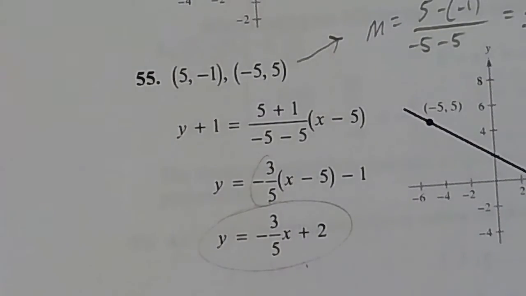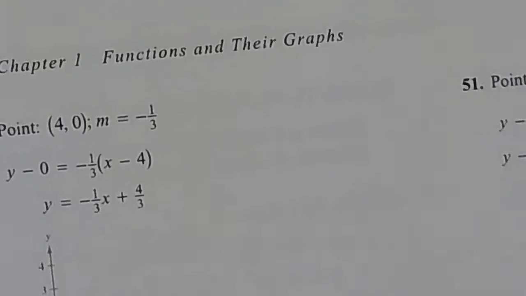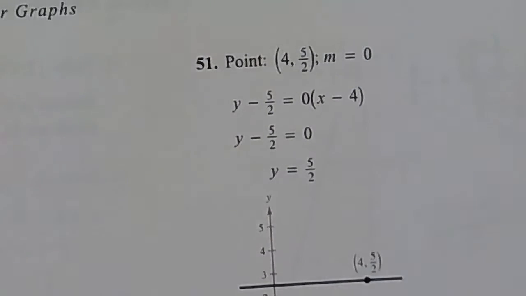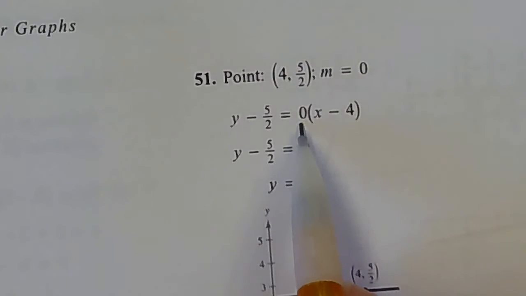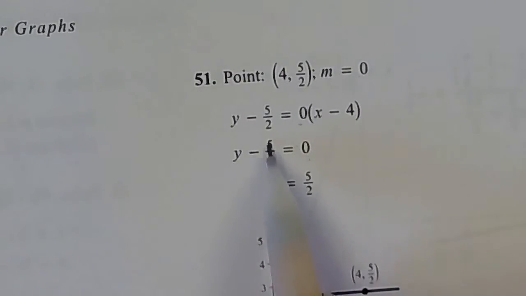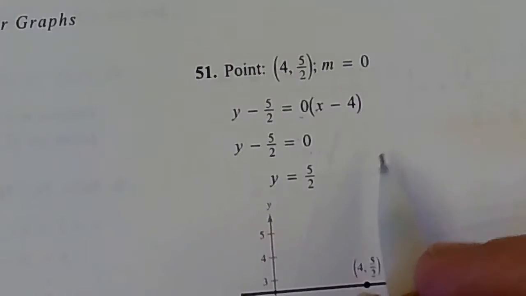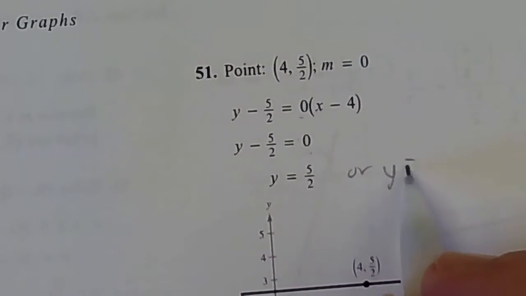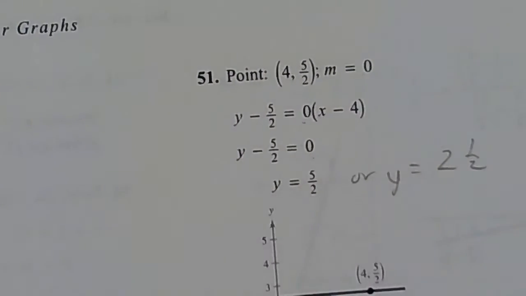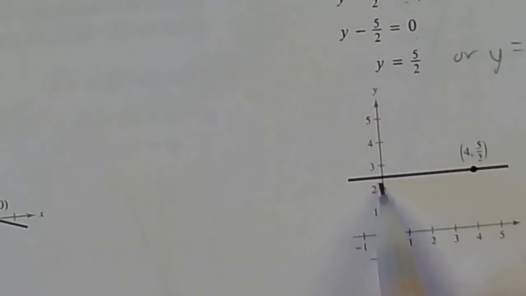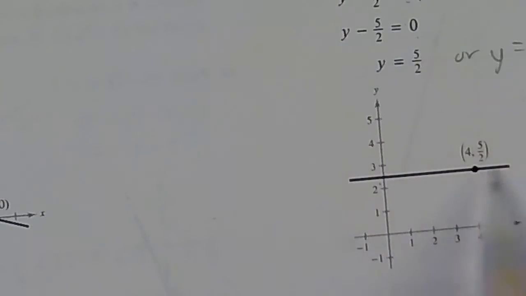All right. 51 was kind of unique because it had a slope of 0. Somebody asked me that when I walked around. If it has a slope of 0, you can still use this. 0 times this whole quantity is 0, so it wipes it out. Add 5 halves, and that's what we get. Y equals 5 halves, or maybe you wrote y equals 2.5. So we have a horizontal line at y equals 2.5 for 51. That's another good quiz-like question right there.